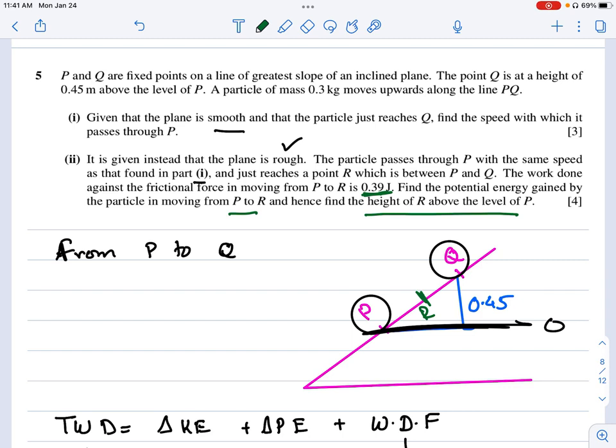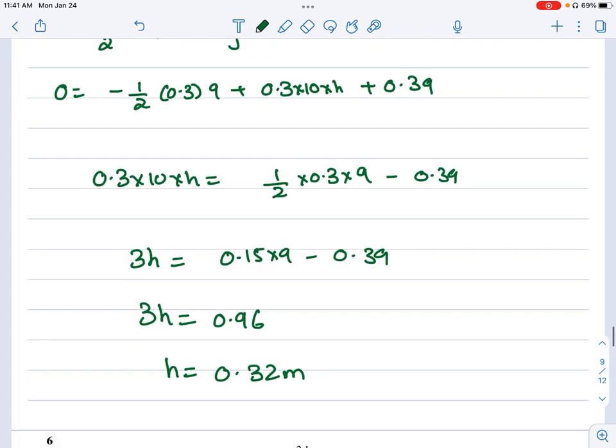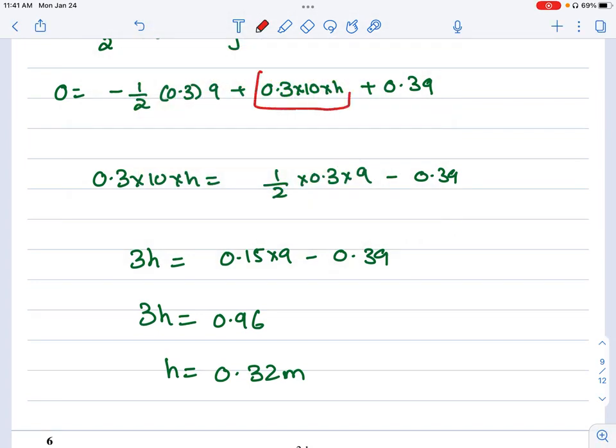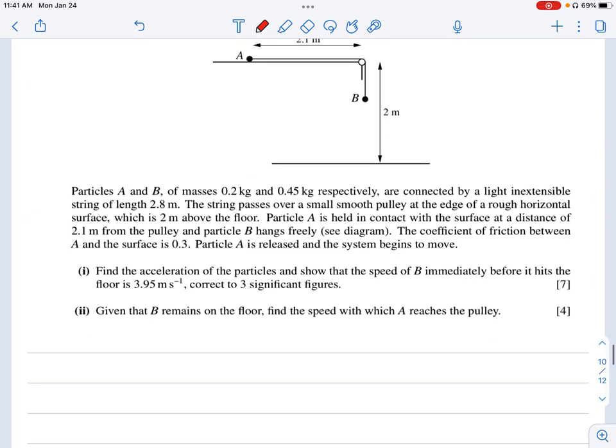Find the potential energy gained by the particle in moving from P to R, and hence find the height. So we have found the height. The potential energy gained by the particle is this part. So this is the potential energy, and this value was 0.96. So potential energy gained is equal to 0.96 joules. That's question number 5.